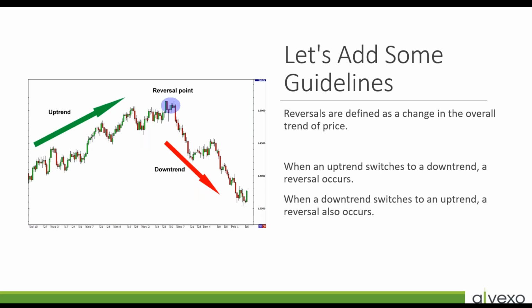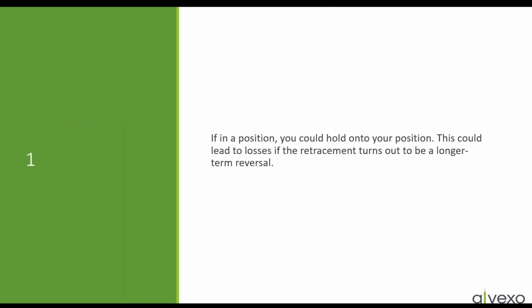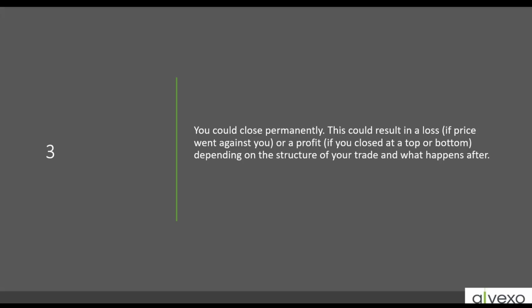Now, reversals are defined as a change in the overall trend of price. When an uptrend switches to a downtrend, a reversal occurs. When a downtrend switches to an uptrend, a reversal occurs. And again, whenever you're faced with these, you only have three choices. One, hold the position. That's the best choice to make. Two, close your position. Three, get out of the markets.